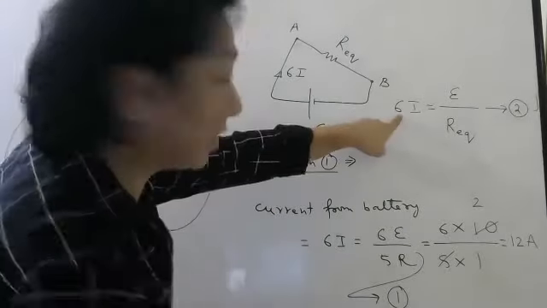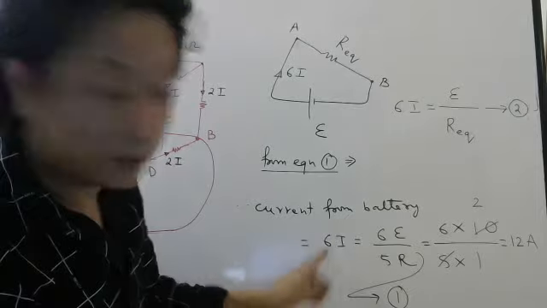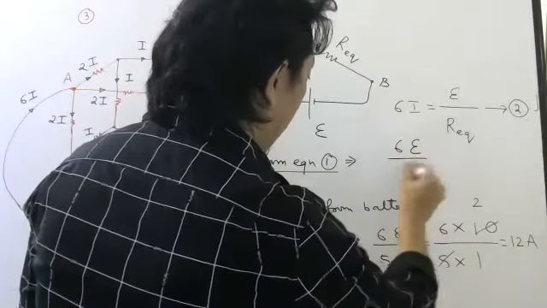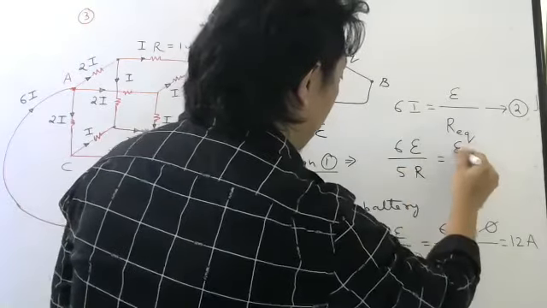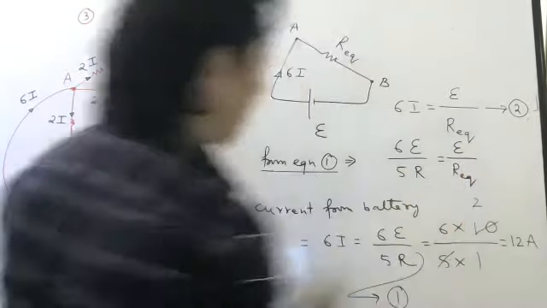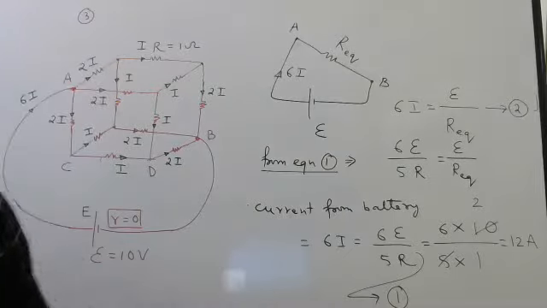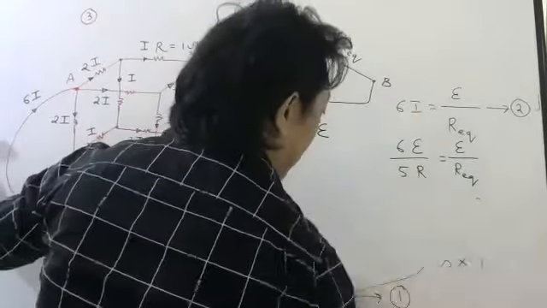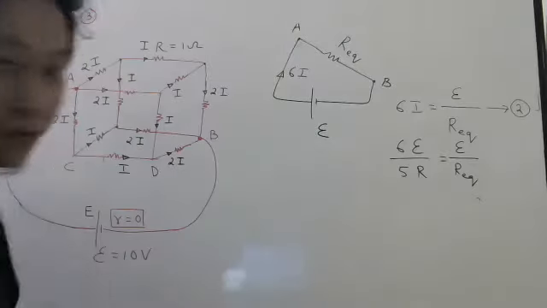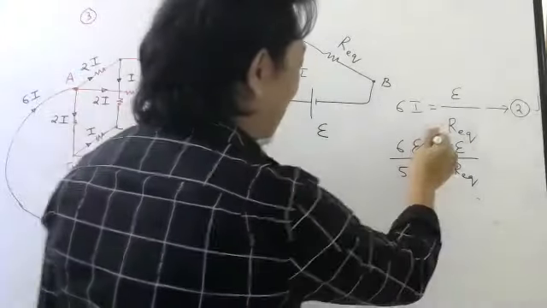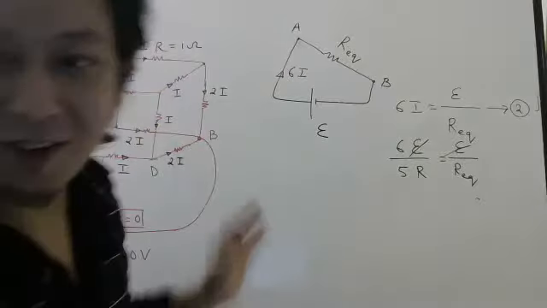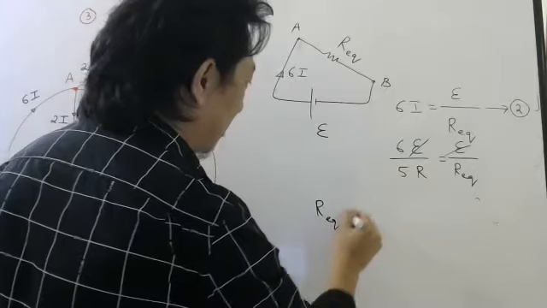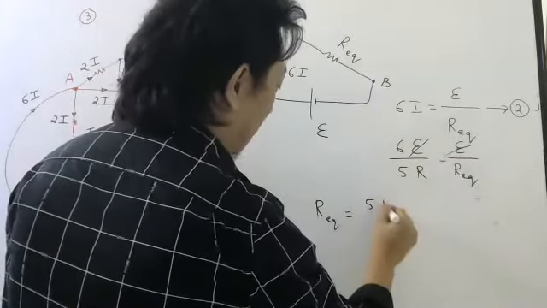So already we have found 6I, yes or no, from Kirchhoff's voltage law. So substitute, what will you get? 6E by 5R will be equal to E by R equivalent. So for 6I, I have substituted. Then you can see EMF will cancel. Obviously it should cancel because equivalent resistance should depend on the circuit, not on what battery you apply. So this gets cancelled, cross multiply. Equivalent resistance will be what? 5R by 6.